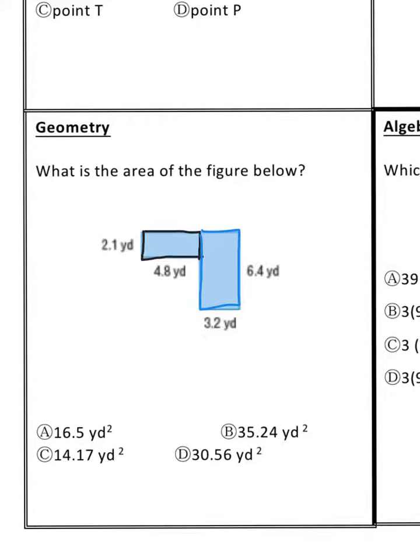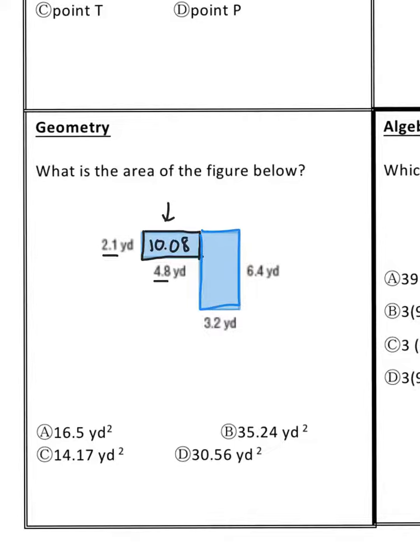So, first off, the black rectangle. We just have to do 4.8 times 2.1. And I'm going to type that in my calculator. Times 2.1, enter, and I got 10.08. So I'm going to write that in here.